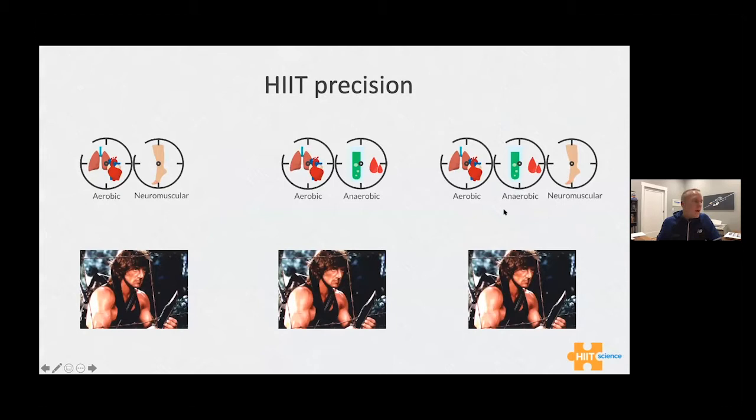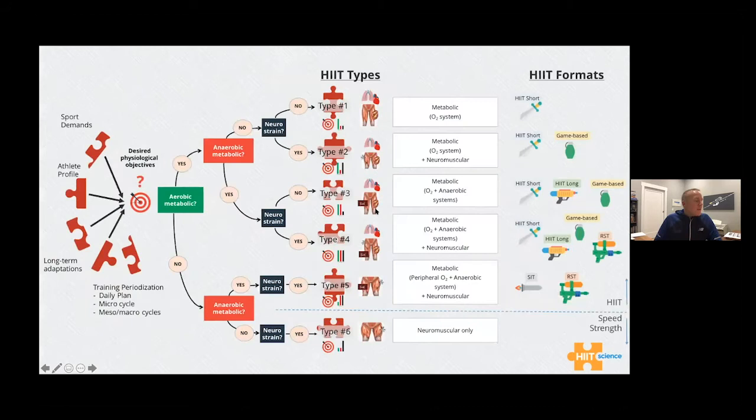So we can do a session that's just aerobic neuromuscular. We can have one that's just aerobic anaerobic, or we can come in all guns blazing, aerobic anaerobic neuromuscular. And this is, I recognize, we've been told a million times, a very busy schematic roadmap on how you can think about things from a targeted plan. So this is our recipe that we recommend.